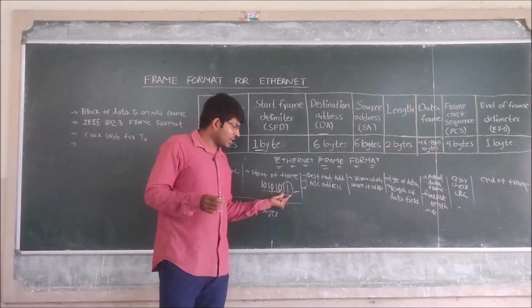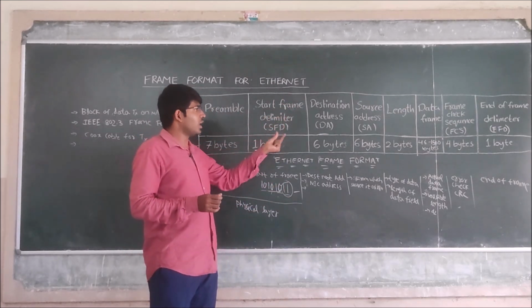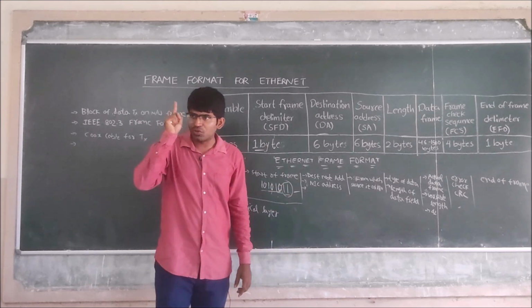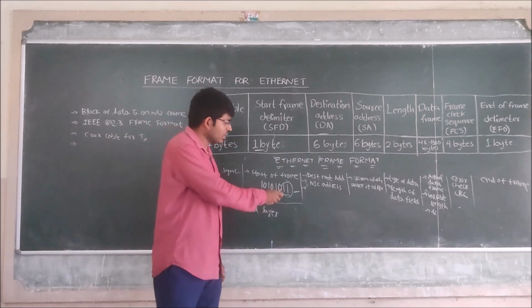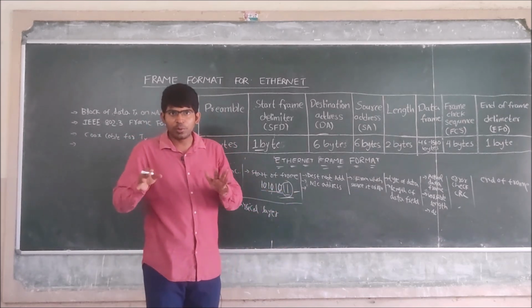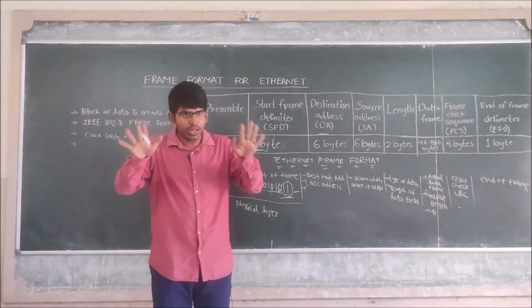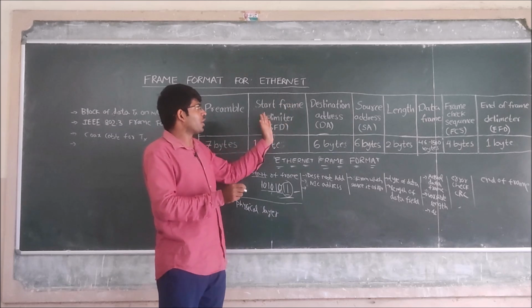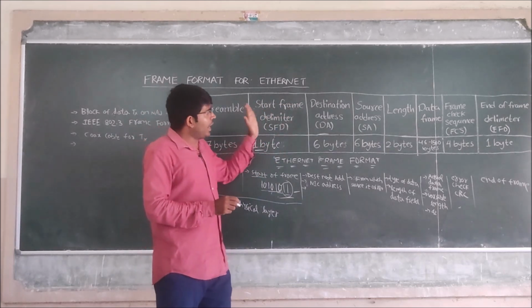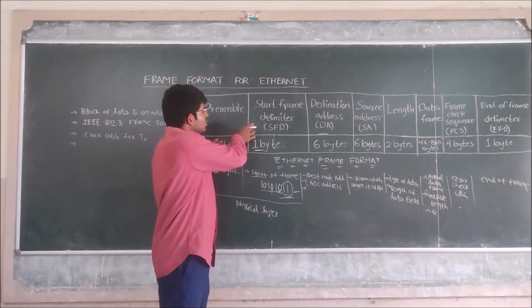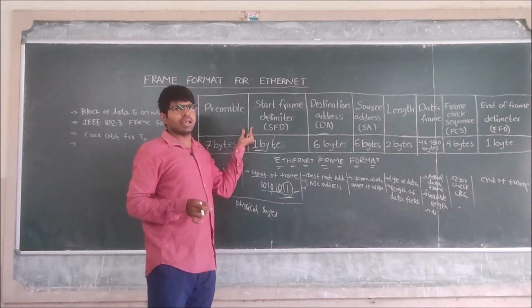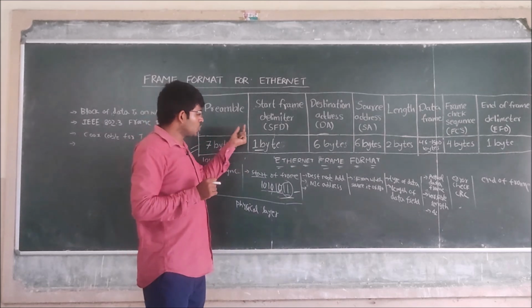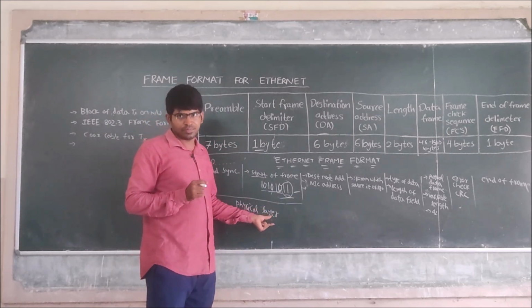Similarly, here the start frame delimiter indicates that this is the last chance for synchronization. After this, there will be no communication for synchronization. You have to be ready to take the data. This is what we call the start frame delimiter. These two act almost like a bunch, and they are related to the physical layer.